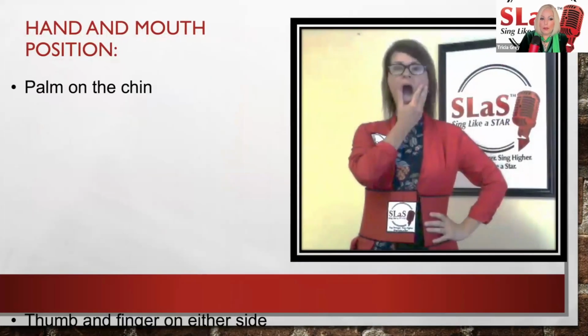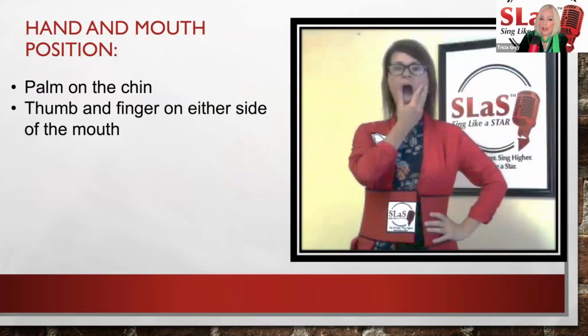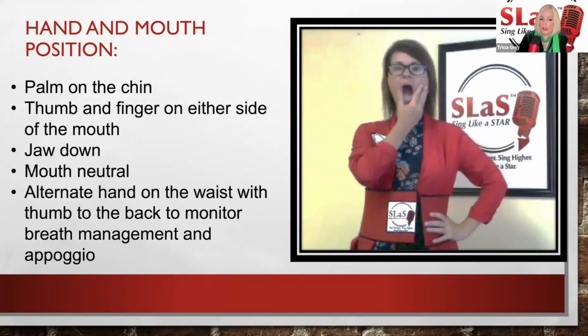Pay attention to your hand and mouth position. Put your palm on your chin with the thumb and finger on either side of your mouth. The jaw should be lowered. The mouth should be neutral. Put your alternate hand on your waist with the thumb to the back to monitor breath management and appoggio.